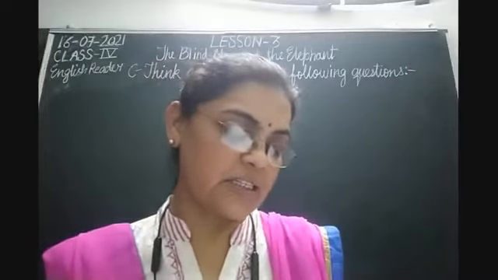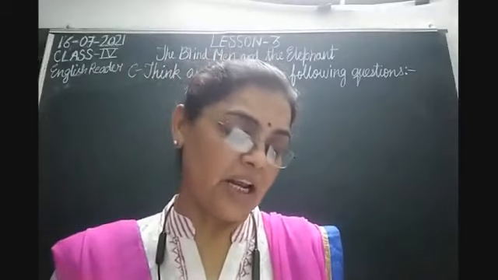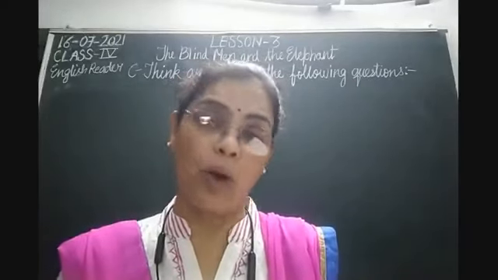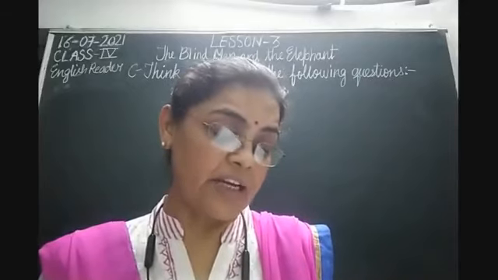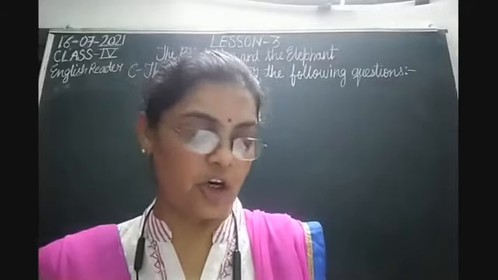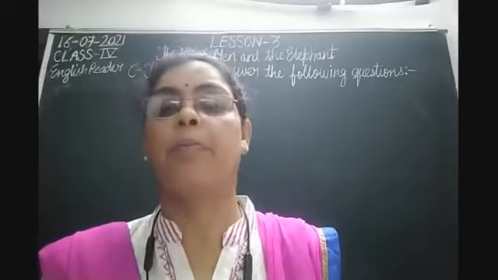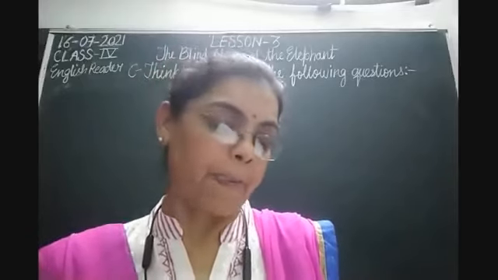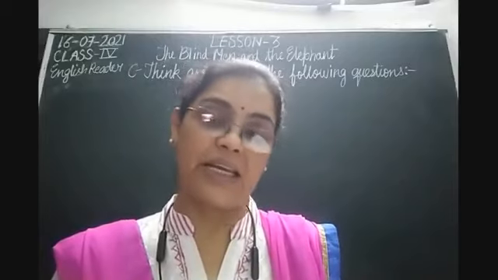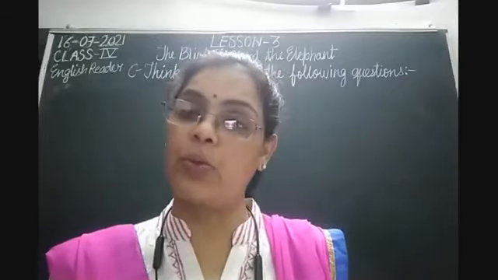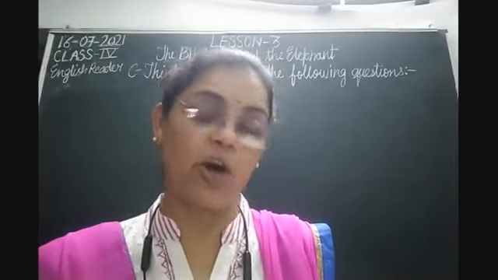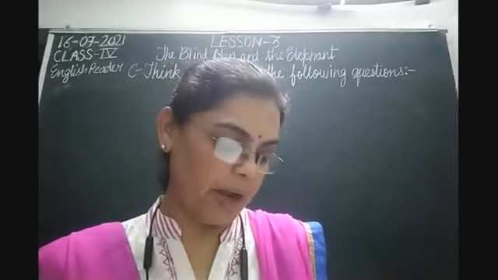Answer 6 is, the four friends realized their mistake and did as advised by the wise man. Thus, they were finally able to get a clear picture of the animal in their mind. Again, I'm repeating answer 6. The four friends realized their mistake and did as advised by the wise man. Thus, they were finally able to get a clear picture of the animal in their mind.